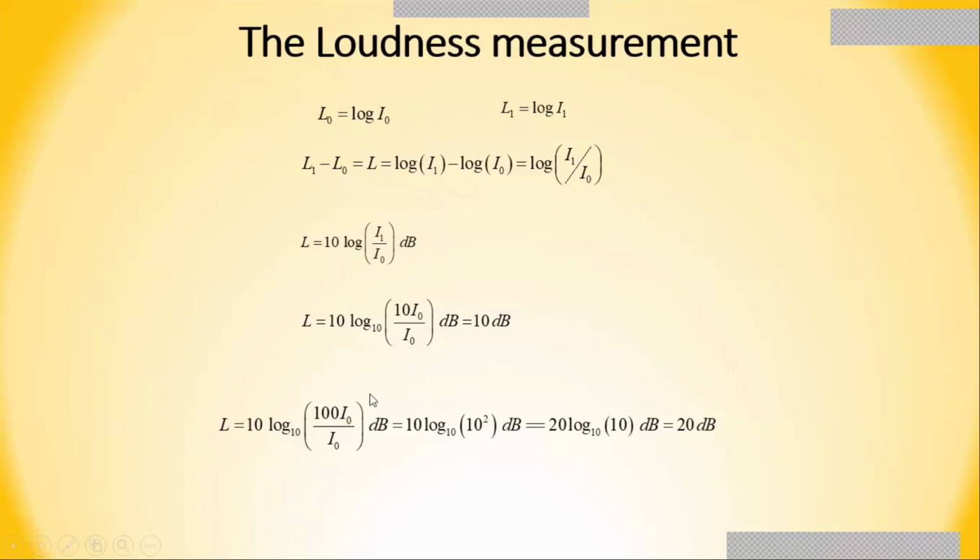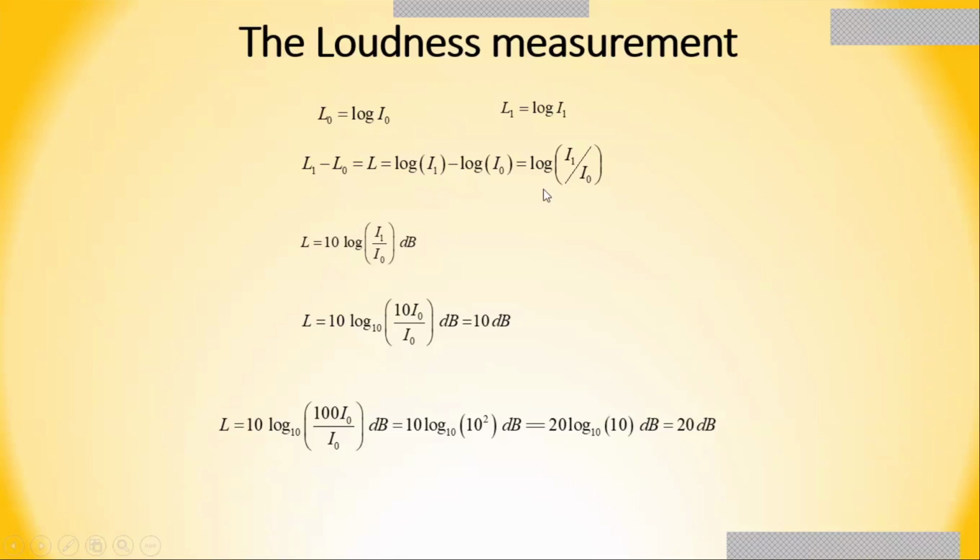Now let us assume I1 is 10 times the reference intensity. I1 is 10 I0. So L is equal to 10 log 10 I0 by I0 decibel, which is equal to 10 decibel. Similarly, let us say I1 is 100 times the reference intensity. My loudness will be 10 log 100 I0 by I0, which is 10 log 10 square, so 20 log 10, that is 20 decibel. Similarly, 1000 times gives 30 decibel. In this way it will go on increasing in integers.